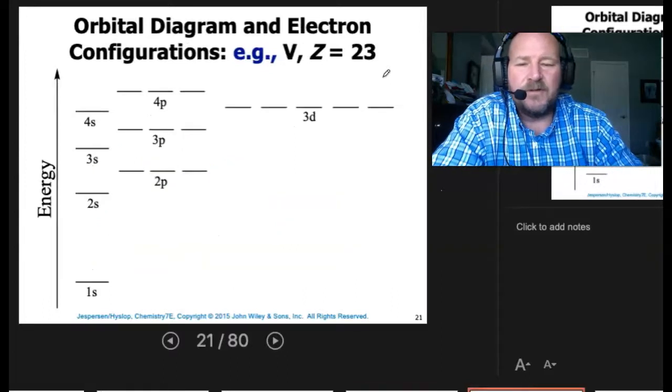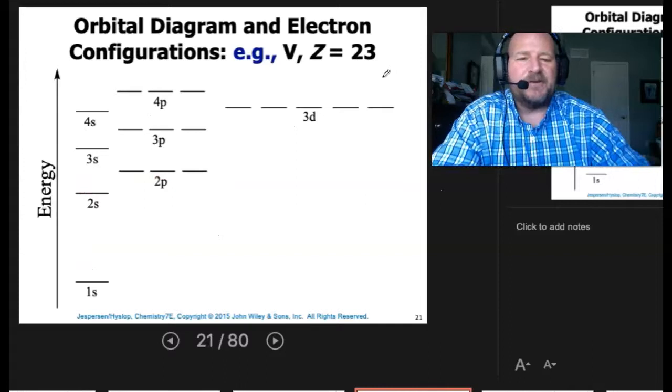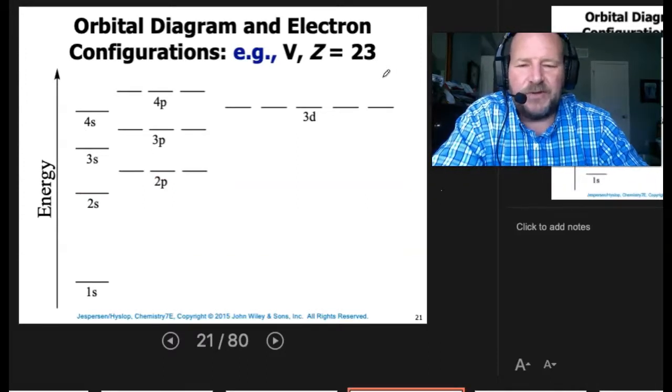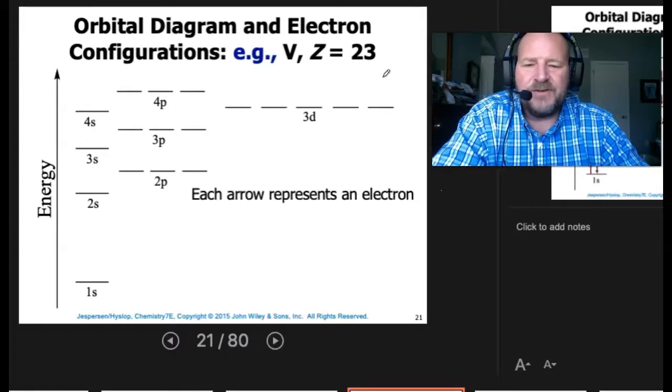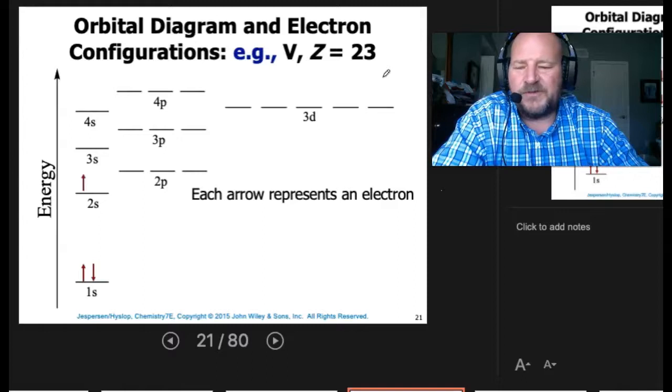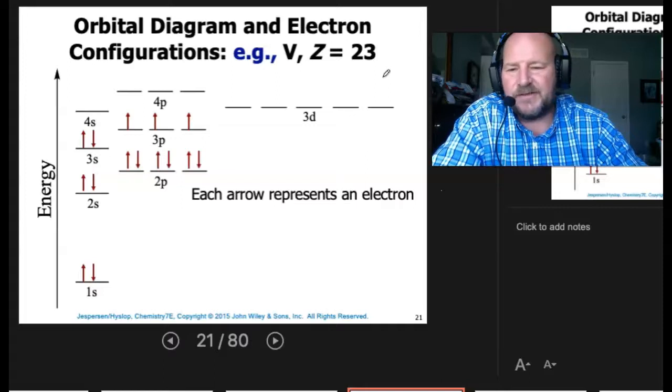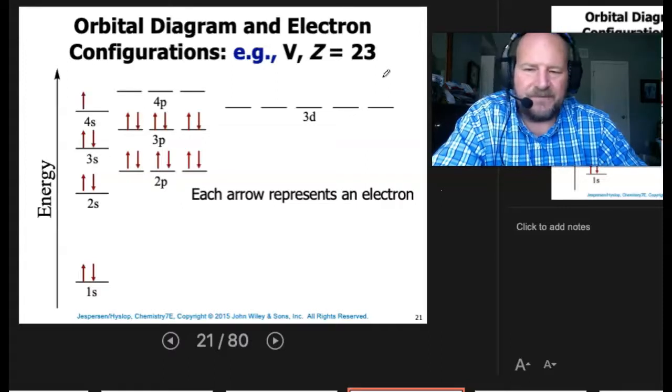All right, so let's try something a little more difficult here. Let's look at vanadium. For vanadium, we have 23 total electrons. So each arrow again will represent an electron. We're going to put 2 in the 1s, 2 in the 2s. Now we're going to fill that 2p, so it's going to end up with 6. Then 2 in the 3s. We're going to fill that 3p, then the 4s, and then the 3d.